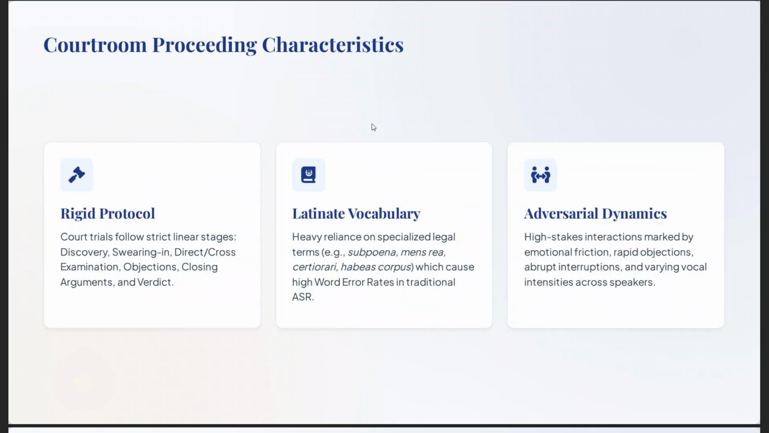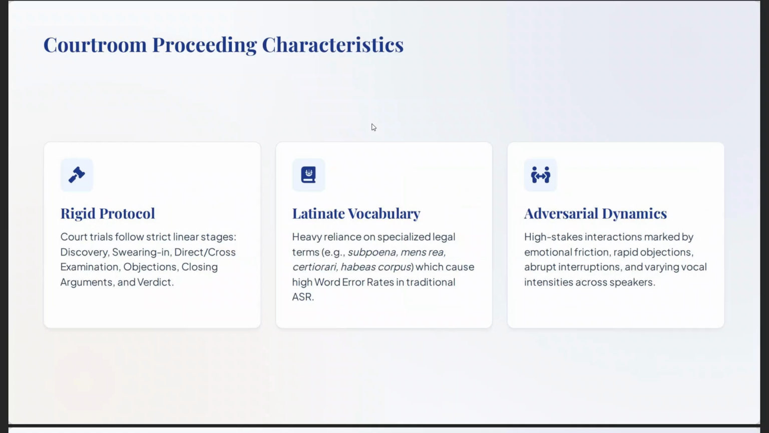Now coming to courtroom proceedings characteristics. Number one is rigid protocol. Court trials follow strict linear stages: discovery, swearing in, direct and cross-examination, objections, closing arguments, and verdict. So these are the different rigid protocols that are followed.